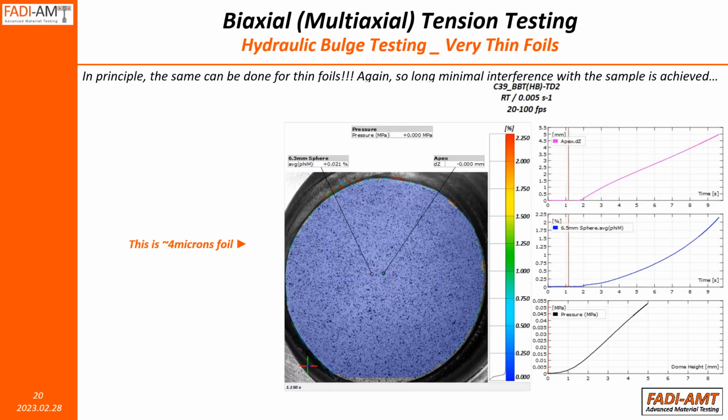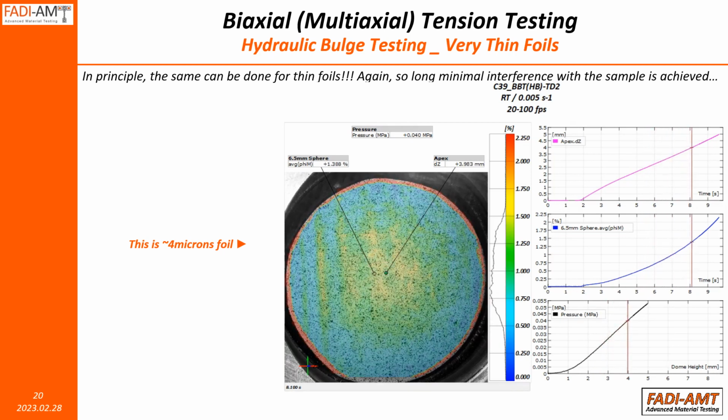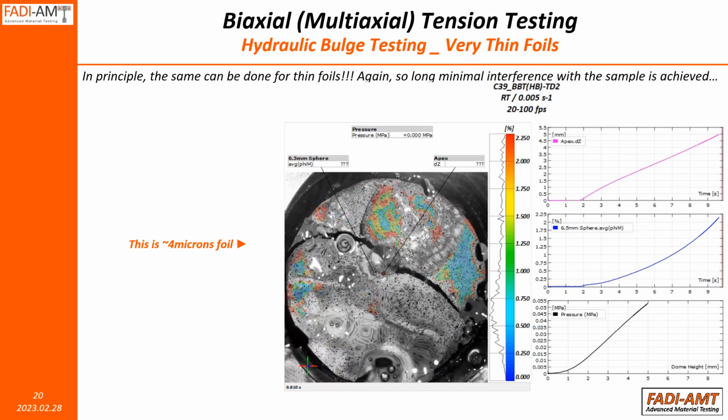Look at a video of a 4 micron copper foil when it is undergoing a balanced biaxial deformation. So this type of deformation on a material which is 4 micron thick can only be achieved with a non-contact extensometer or a non-contact metrology tool which does not interfere at all with the sample itself, because the sample in this case is so fragile that any kind of interference or any kind of disturbance on the sample will affect its properties and literally damage the sample.